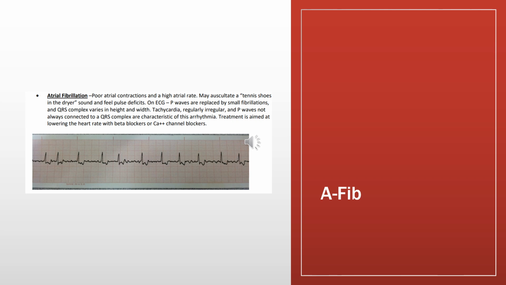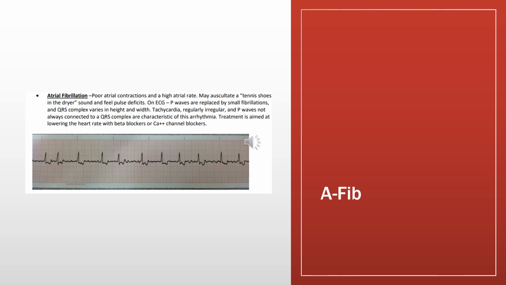So atrial fibrillation looks like this ECG tracing here, where there looks like there's normal QRS complexes and then there's those squiggly lines in between them. So this can be confused or misinterpreted as interference with your ECG.